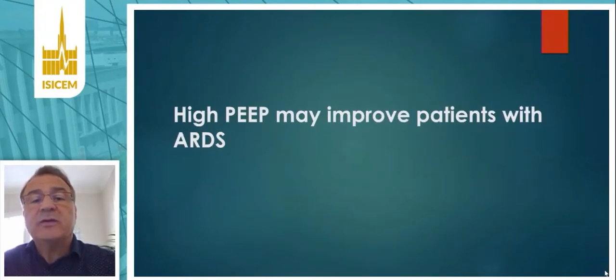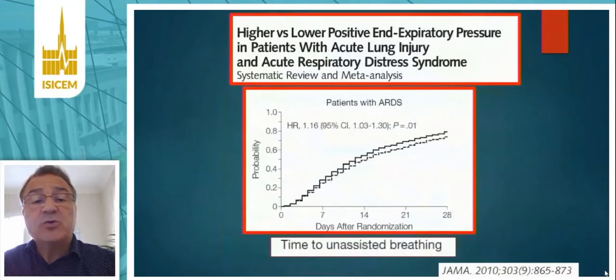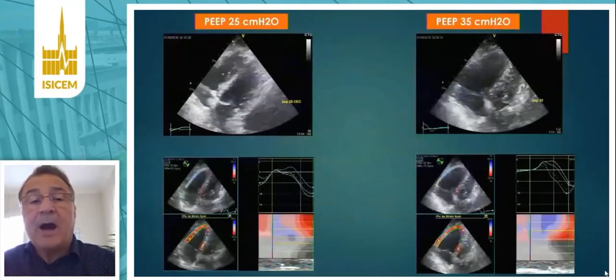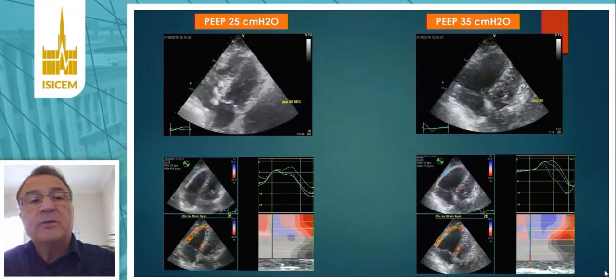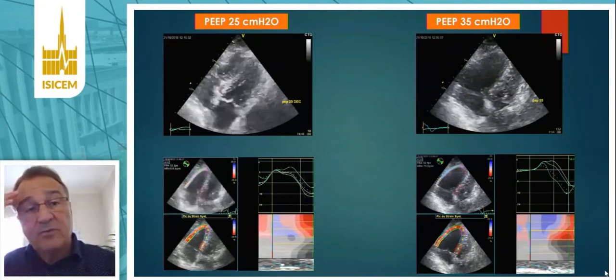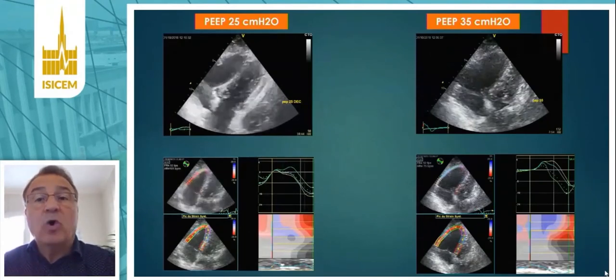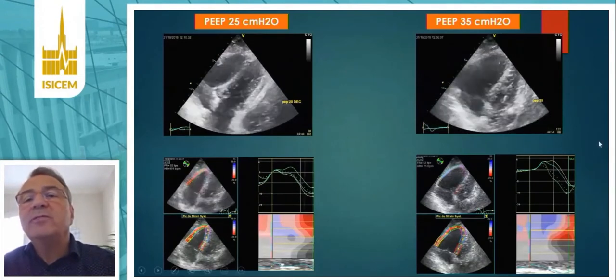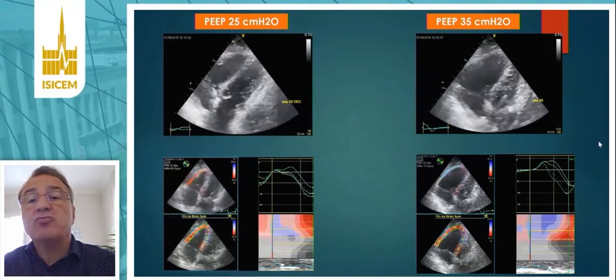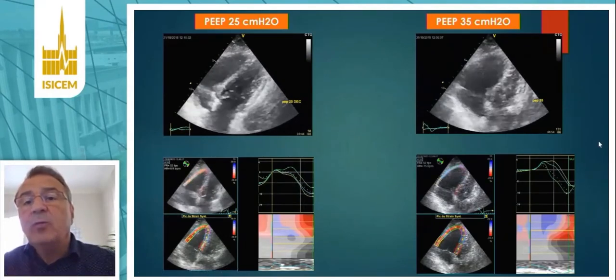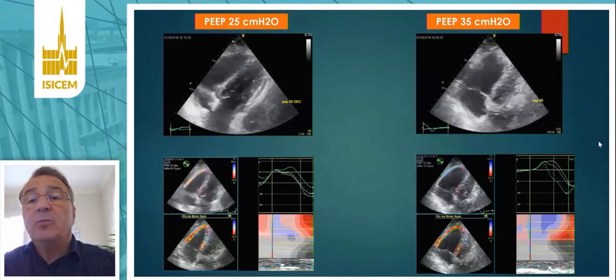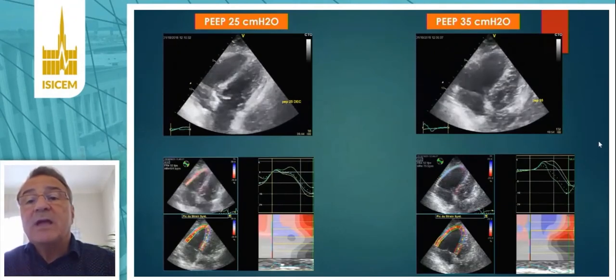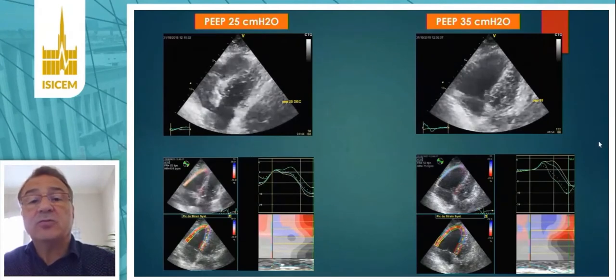Usually PEEP improves patients with ARDS by increasing the PF ratio and by decreasing the time to unassisted breathing. But unfortunately, high PEEP may induce a right ventricular dysfunction. And look at this recruitment maneuver with a PEEP of 25 centimeters of water. The right ventricle is normal, but in contrast, when we increase the PEEP up to 35 centimeters of water, we induce a dramatic increase of the right ventricular size with a compression of the left ventricle, which induces a decreased cardiac output and an impairment of the hemodynamics in patients with ARDS.